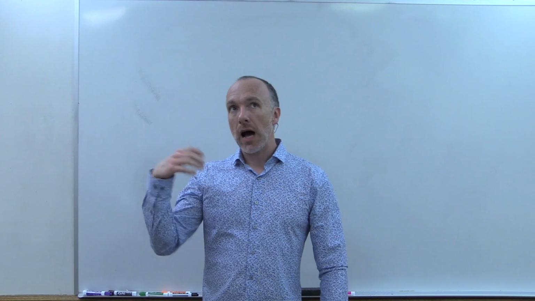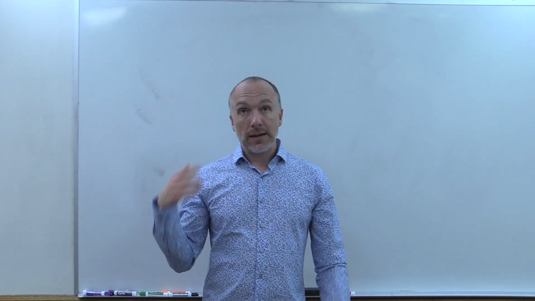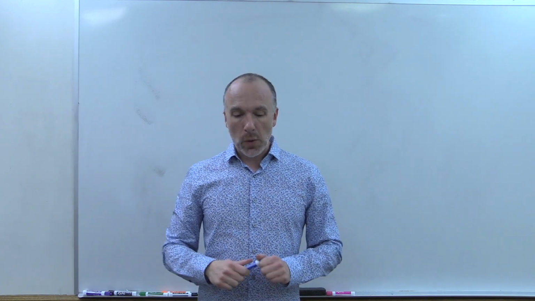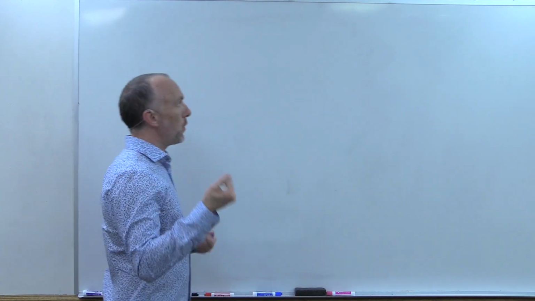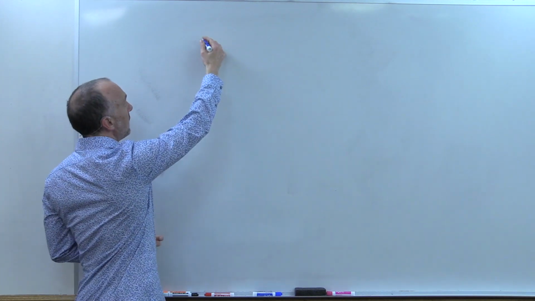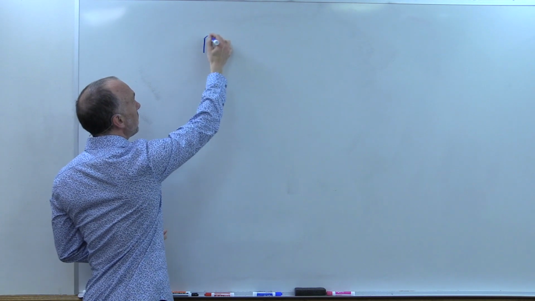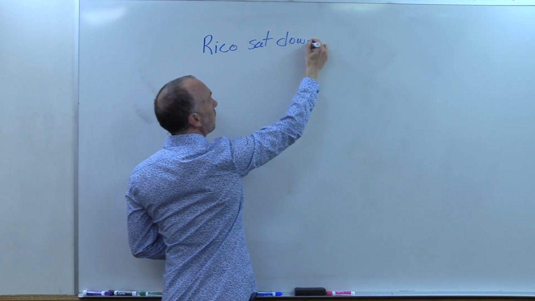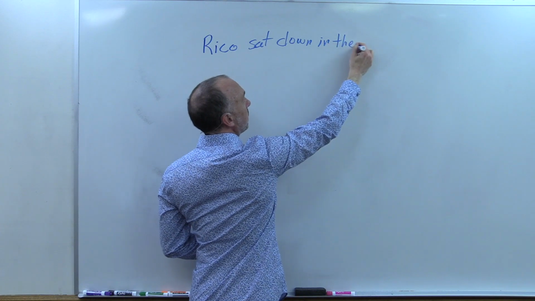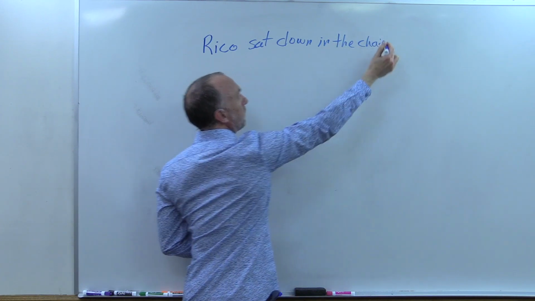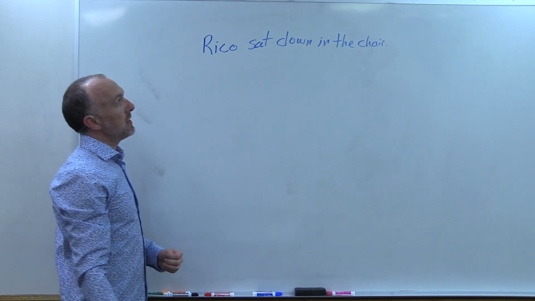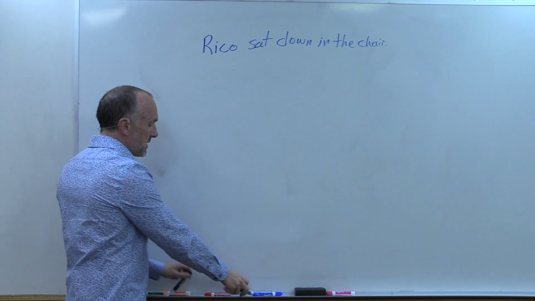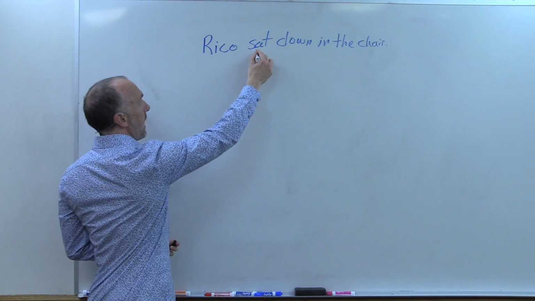So if I say, I cried, I am the subject. What did I do? Cried. Okay? So let's see if we can come up with a basic sentence like, Rico sat down in the chair. What is the action verb in this sentence? Sat.